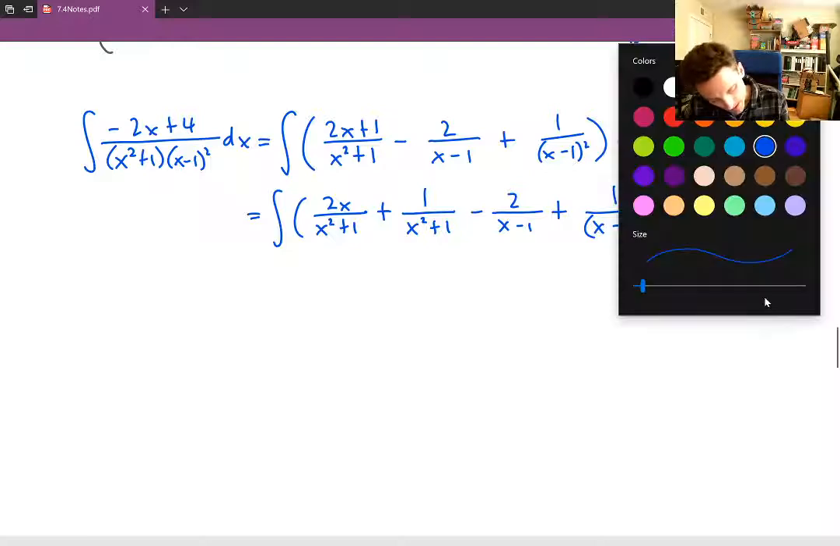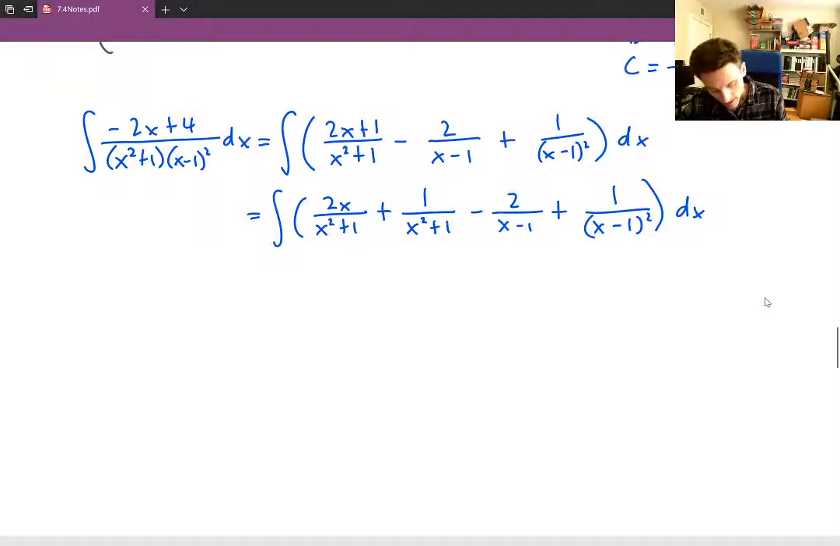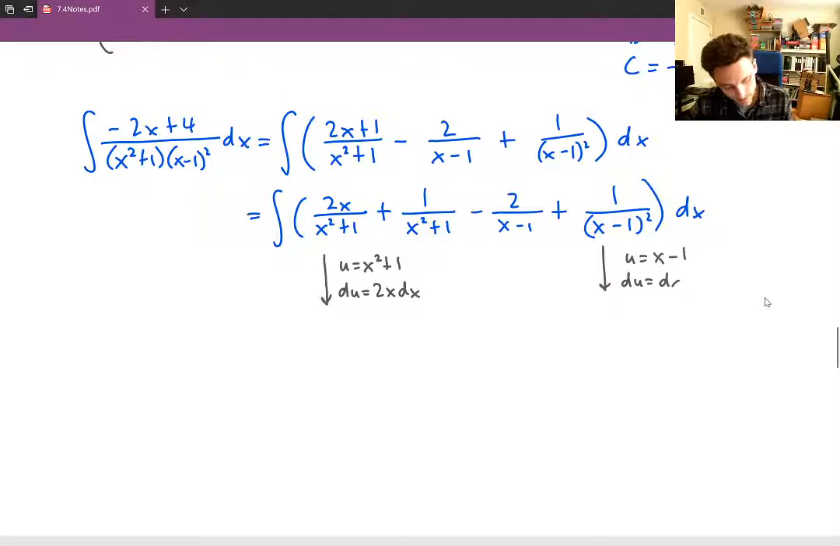Okay, because now what we'll be able to do is to evaluate the first integral or antiderivative, what we can do is a u substitution. We'll let u equal x squared plus 1, and the du is sitting right there. It's 2x dx. So a u substitution on that first part. For the last one, we'll also use a u substitution, but here we're going to let u equal x minus 1, just like we did in example 3. The other two are just straight up antiderivatives.